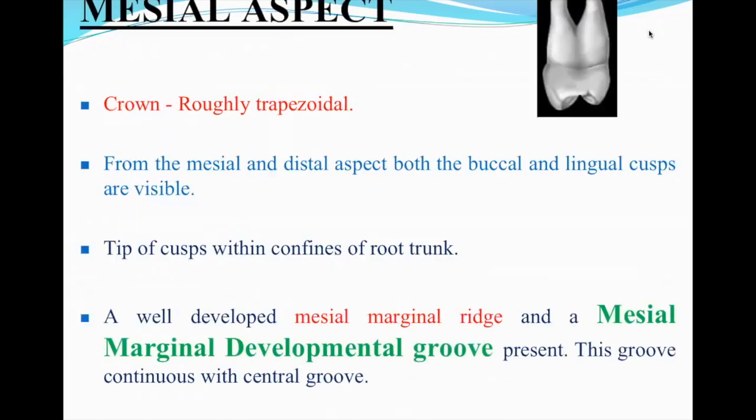From the mesial aspect, the crown is roughly trapezoidal. From the mesial and the distal aspect, both buccal and lingual cusps are visible. Tip of cusp within the confines of the root trunk. You can see over here, these are the root trunks. So it is present within the confines, this tip.